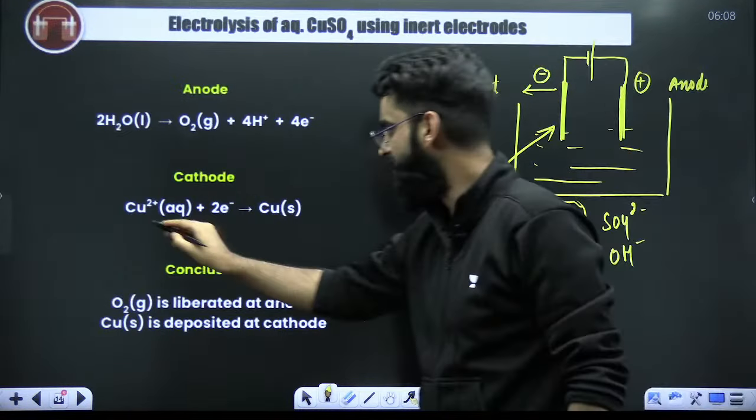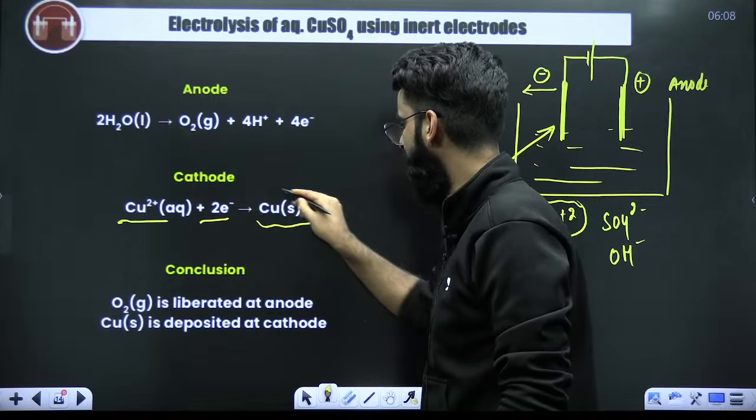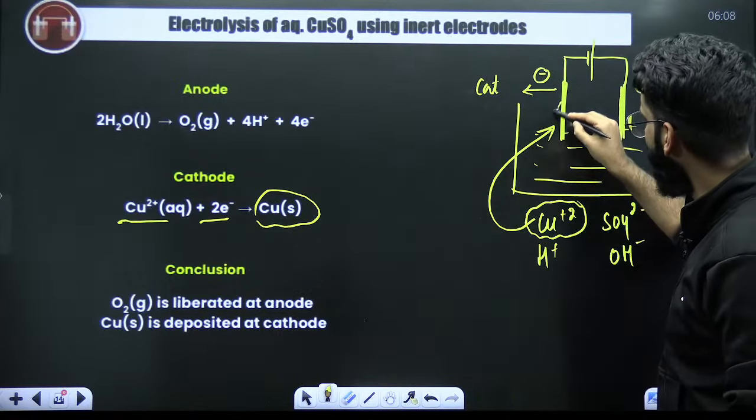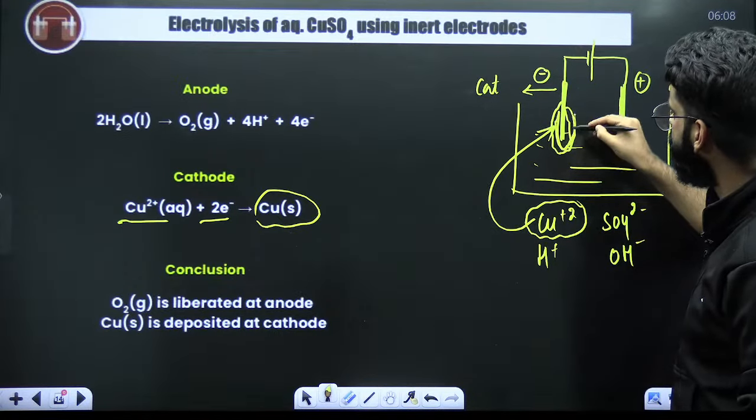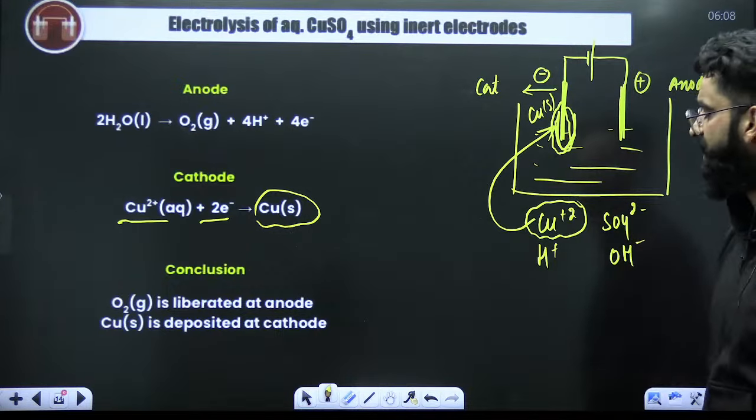So the reaction has to be Cu2+ plus 2 electrons gives what? It gives copper solid. So basically here, it is copper solid which is being deposited.